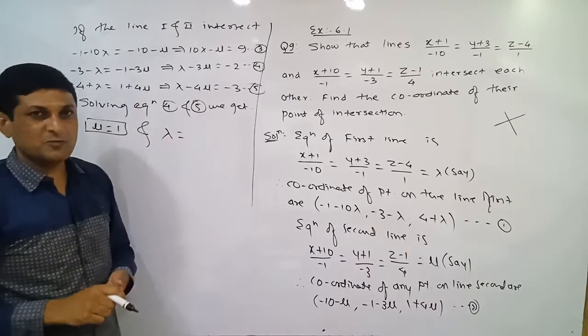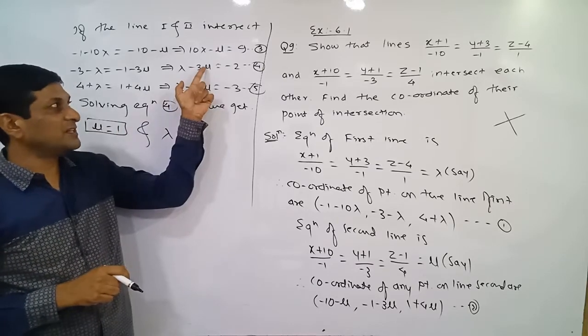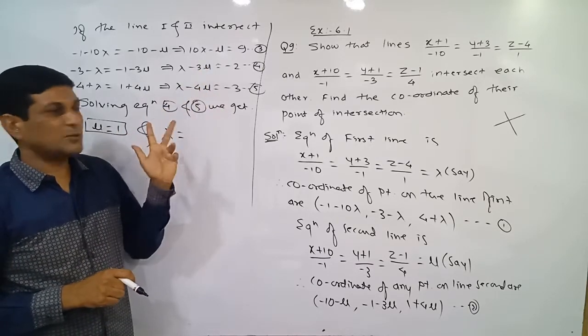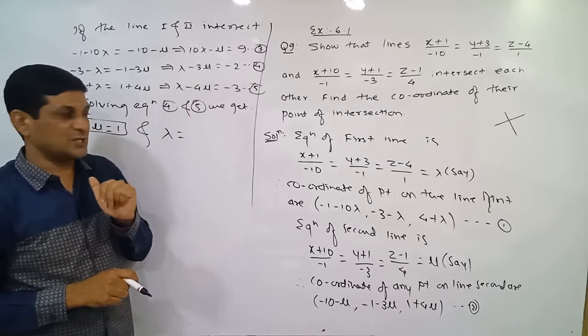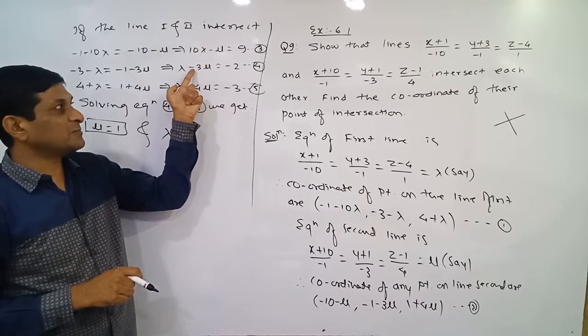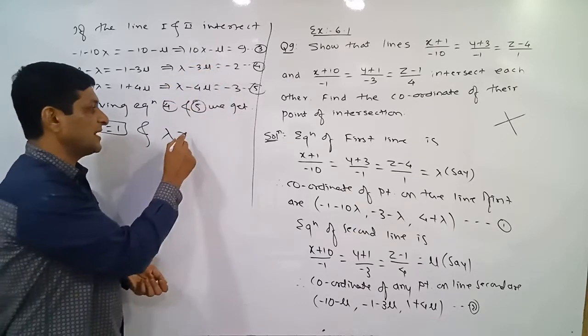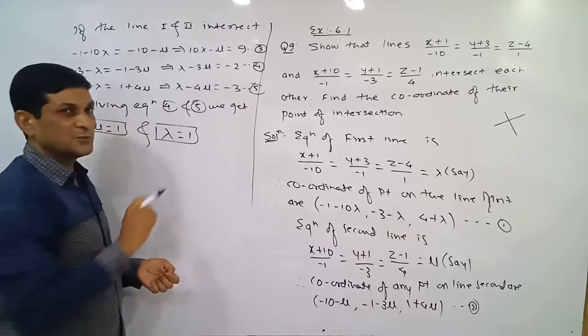Let us try to find out value of lambda. To find out value of lambda, substitute this value of mu either in equation number 4 or equation number 5, because we are solving these two equations. So replace mu by 1. So plus 1 into minus 3 is minus 3. Minus 3 on this side will become plus 3. 3 minus 2 is equal to 1. Means lambda is also equal to 1.